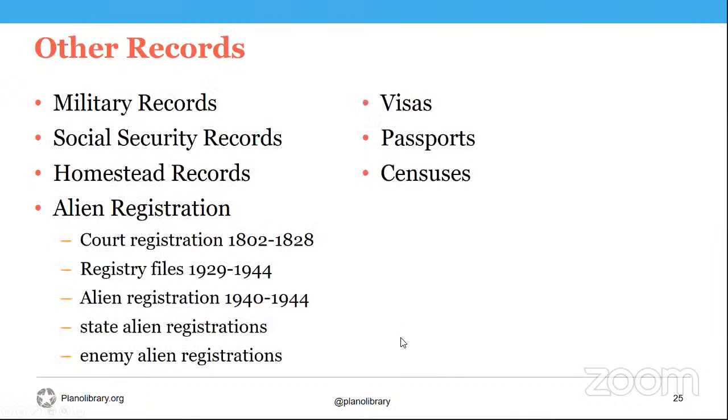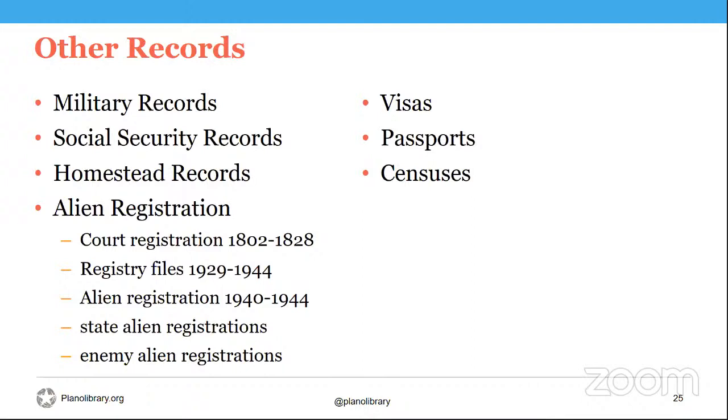Other records to look into. Did they go into the military once they came to America? Social Security records, homestead, did they get some land? How did they get the land? Where did they get the land? Does it give you any information? Homestead records and deeds and land records, you never know what hidden story might be in there.